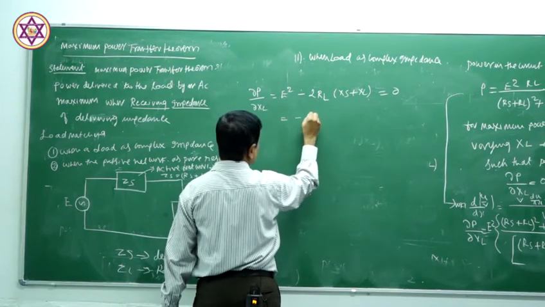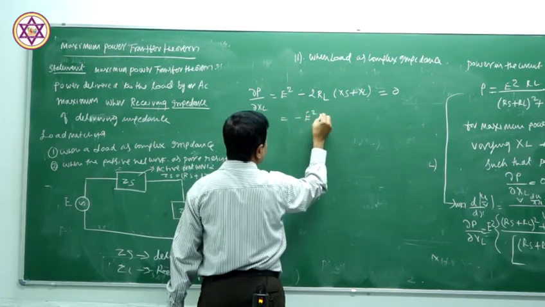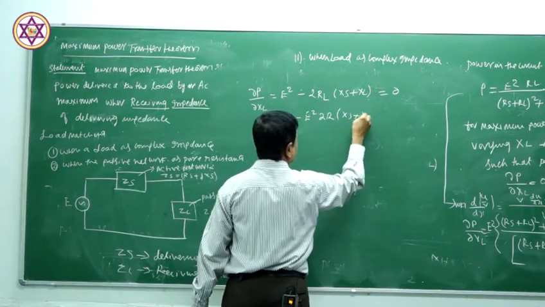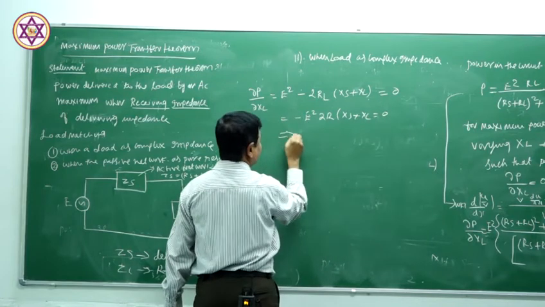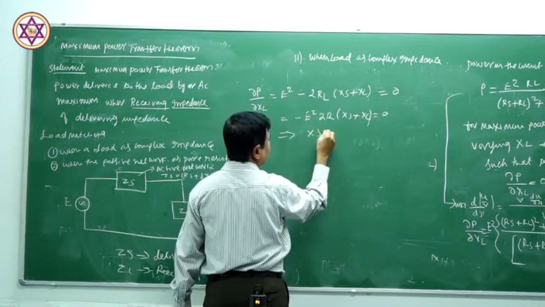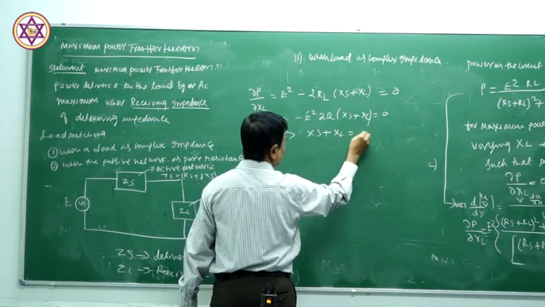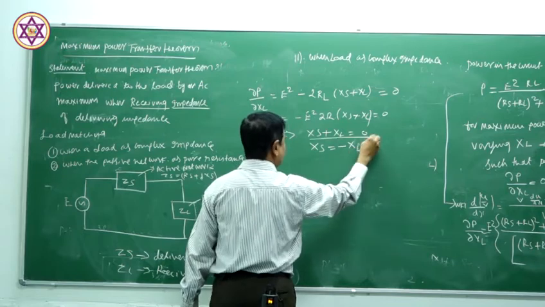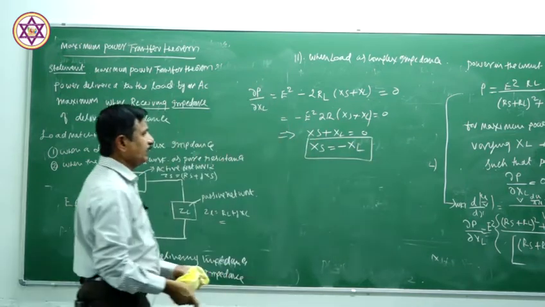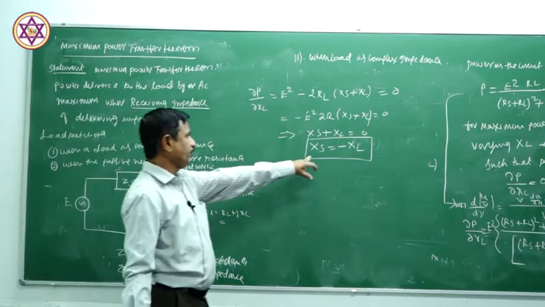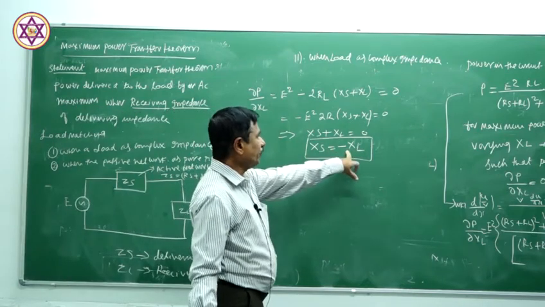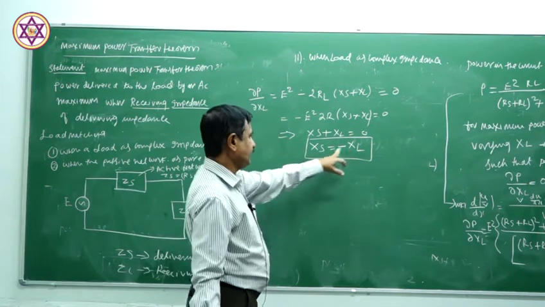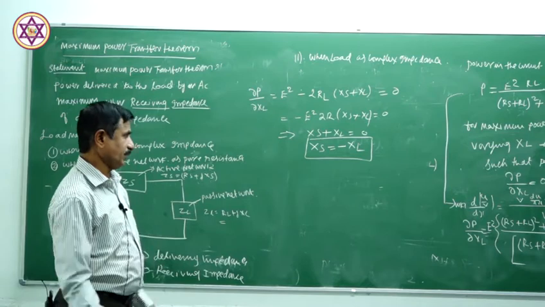Minus E squared and 2RL into (XS plus XL) is equal to 0, which implies that this factor XS plus XL is equal to 0, or XS is equal to minus XL. This is one condition: the reactive impedance of the load XL is equal to minus that of the source, the conjugate of XS. So we are going to get this condition.